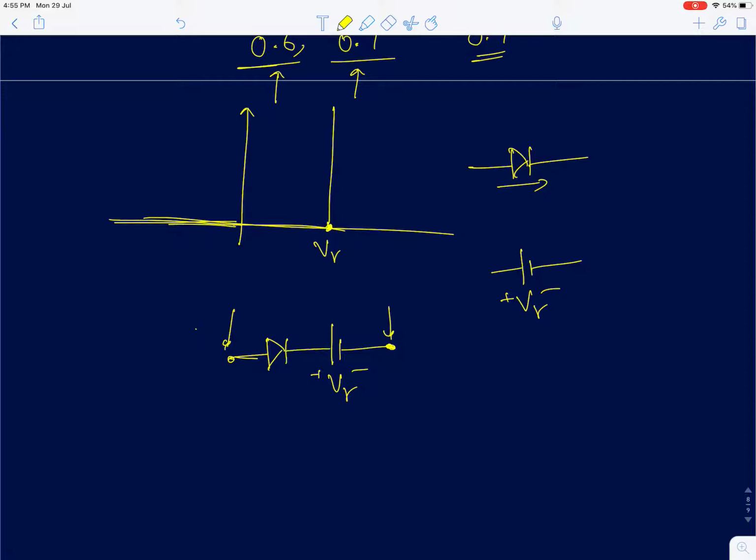And again, as I said, it depends upon the current range of operation. Based on that, V gamma can change. But the typical values for silicon diodes would be 0.6 to 0.7 volts.